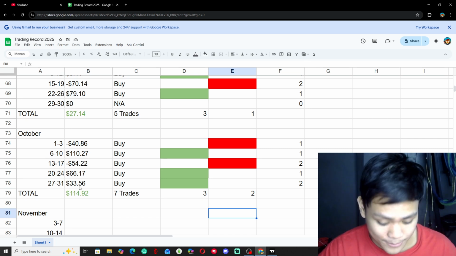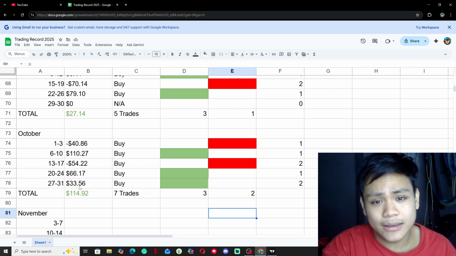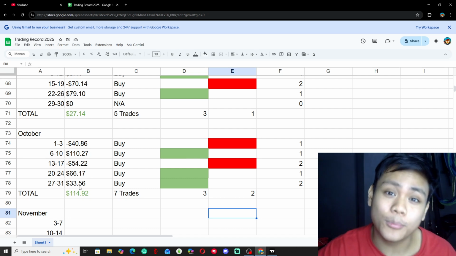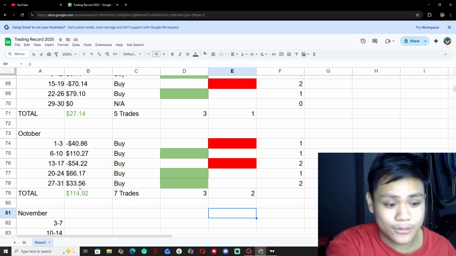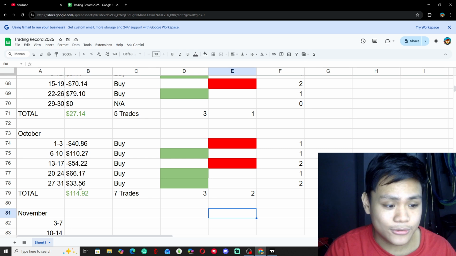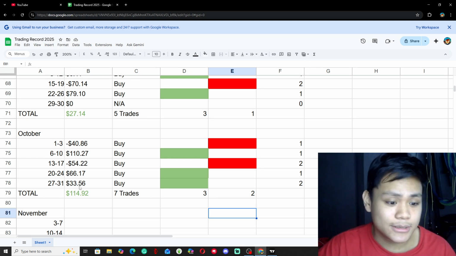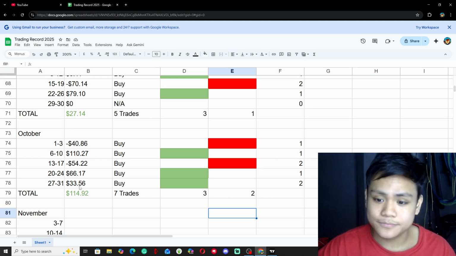And I'm happy. I'm happy. It took me years, but I'm finally learning. And it's not like $1,000, but I'm actually making money. I'm actually making money. Because it's $114 in October, so not bad. 7 trades, everything good. I'm very proud of myself. $114. That's good.